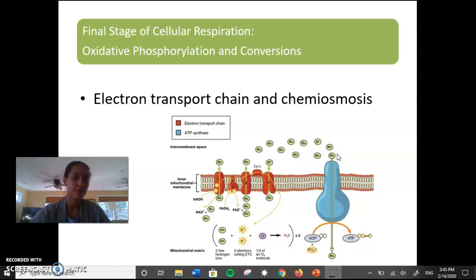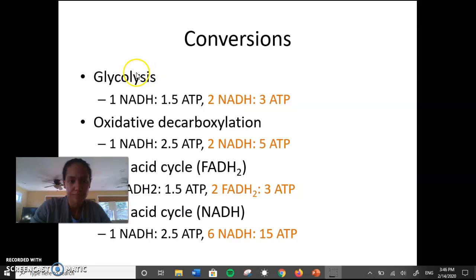Now we reach the final stage of cellular respiration, and that is oxidative phosphorylation, that is made up of the electron transport chain and chemiosmosis. So in this step of cellular respiration, we see a high yield of ATP in various steps. So in the next slide, we can look at the amount of ATP that is yielded and NADH and FADH2 in each of these steps.